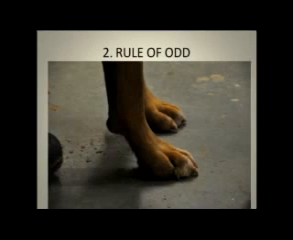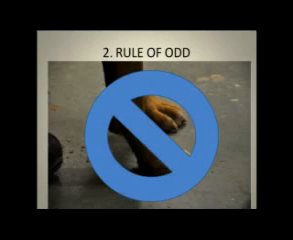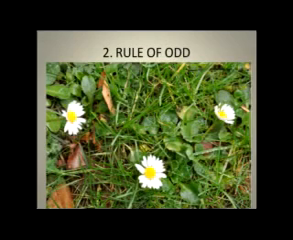Let's go for the next rule, the rule of odds. If you can see in the picture, there are 2 legs, and this is what you need to avoid while taking pictures. People tend to find a picture interesting if it has an odd number of objects. If you're taking a picture of flowers, try taking them in odd numbers: 1, 3, 5, 7. If you take a pair, that doesn't look as interesting as a picture which has an odd number of the same object.